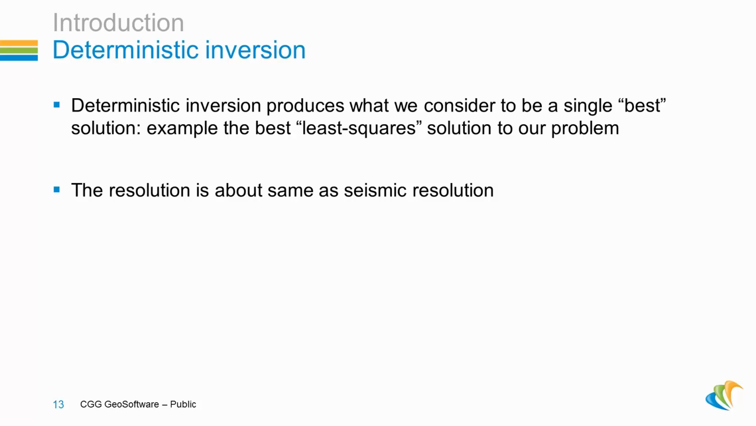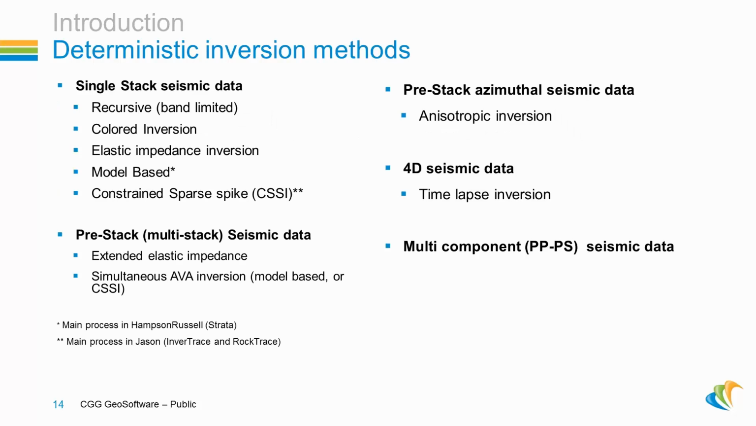And its resolution is about the same as the seismic resolution, a little bit higher, and it also includes the low frequency that seismic doesn't have. I will explain a lot about that. But considering the seismic data we have, we can have different deterministic inversion methods. For example, if you have single stack data, it includes post stack or one angle stack. For post stack, we can go for recursive inversion, colored inversion, elastic impedance inversion, model-based, and constrained sparse spike. Model-based is the main tool in Hampson-Russell, and constrained sparse spike inversion is the main tool in JSON.